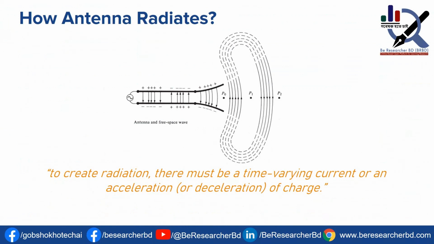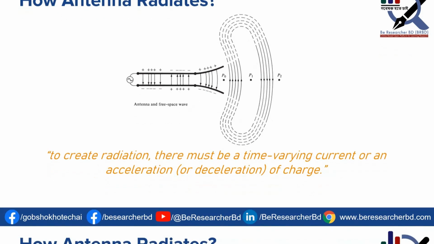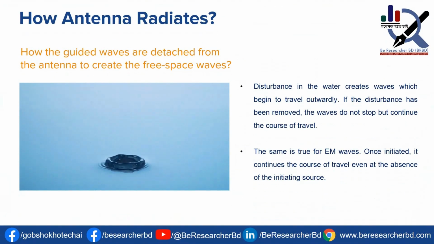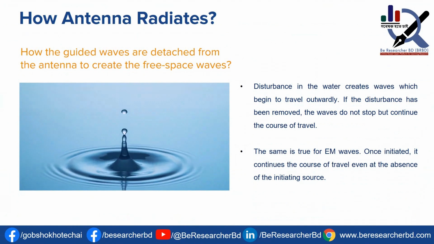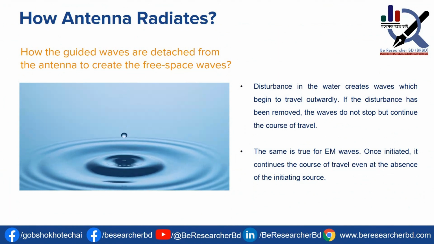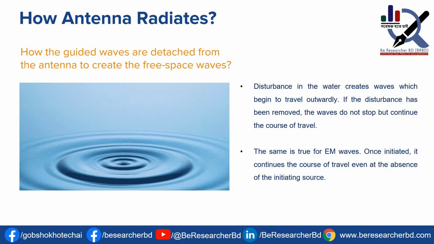Now the question is how an antenna radiates. To create radiation, there must be a time-varying current or an acceleration of charge, so we need a source that will force the charge into motion. Now, as we have learned how radiation occurs, still we need to know how the guided waves or EM waves are detached from the antenna.